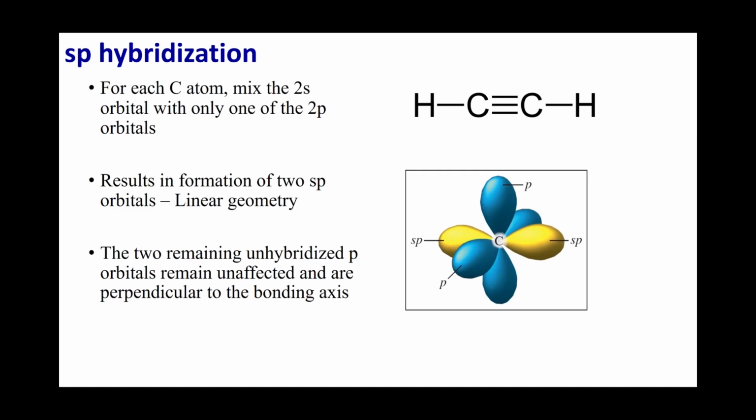So again, to summarize, steric number 2, I need 180 degrees for my orbitals. So what I'm going to do is mix one s orbital with one p orbital. This is going to get me two sp orbitals, and two of my p orbitals are going to be unhybridized. Everything in this one is going to be 90 degrees except for the sp orbitals, which are going to be 180 degrees apart from each other.